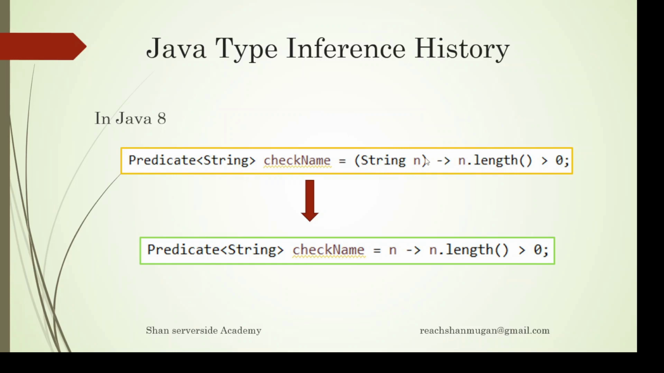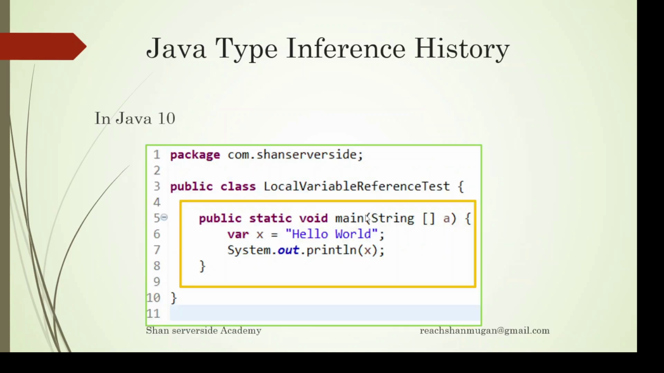So based on these values, you don't need to provide the data type of n. The input parameter, the compiler can infer it, right? Now in Java 10, they have extended this feature for initializing local variables also. Right now inside the main method, x is a local variable. So you are going to put var type. The compiler, during compile time, can infer based on the value on the right hand side. It's going to be a string, right? That's how the compiler will infer the target type.